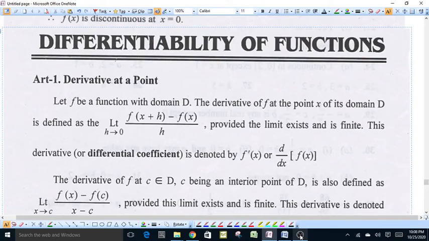Dear students, welcome again to this new video, and today we will discuss a very important topic: differentiability of functions.